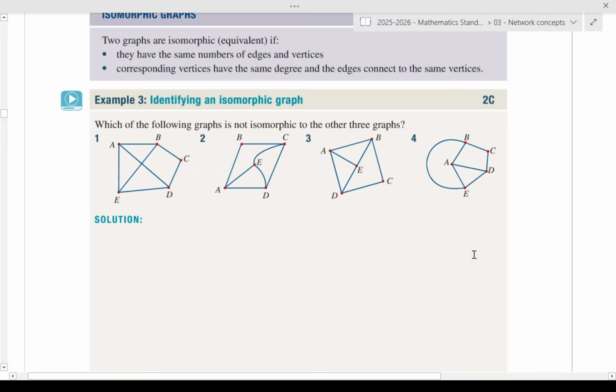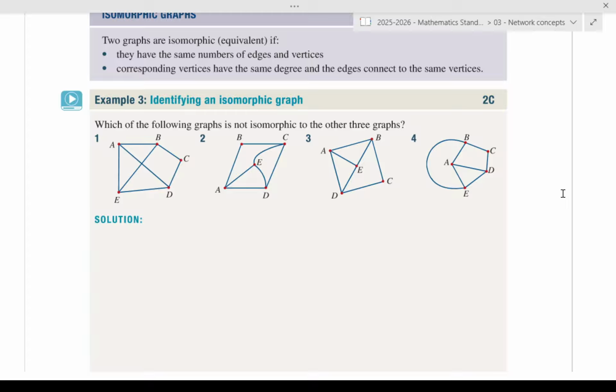We are now looking at isomorphic graphs. Two graphs are isomorphic if they have the same number of edges and vertices, and corresponding vertices have the same degree and edges connect to the same vertices. In other words, they are the same, they can just be drawn differently. So what we're looking for is one of these to be not isomorphic with the other three graphs.